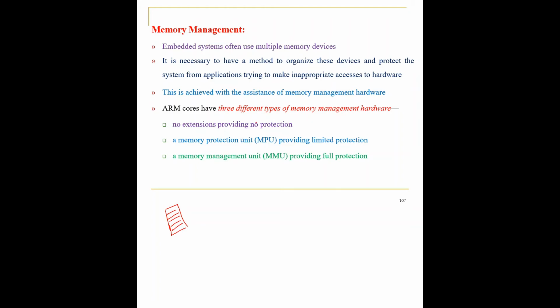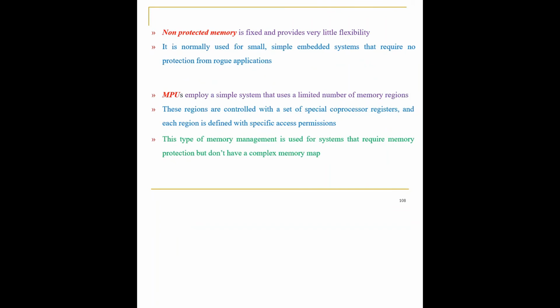So basically, if you speak about the very first one, non-protected memory is fixed and provides very little flexibility. It is normally used for small, simple embedded systems that require no protection from rogue applications. As I said, if the data is not at all important, you need not worry about that. Then you call it non-protected memory. You do not attach any hardware devices here. It has no hardware devices, and the memory is not at all protected.